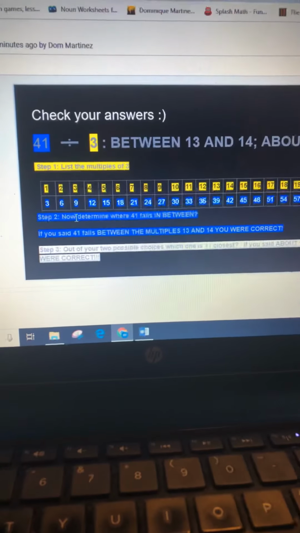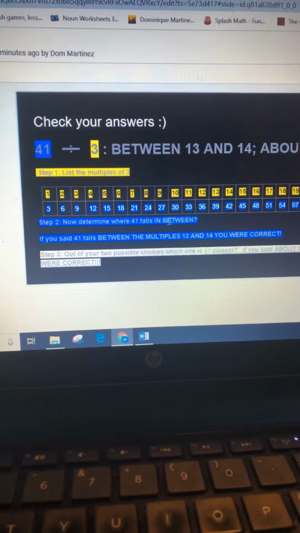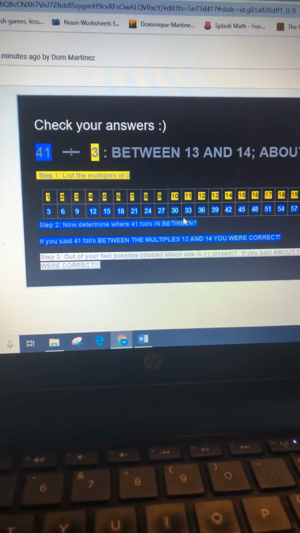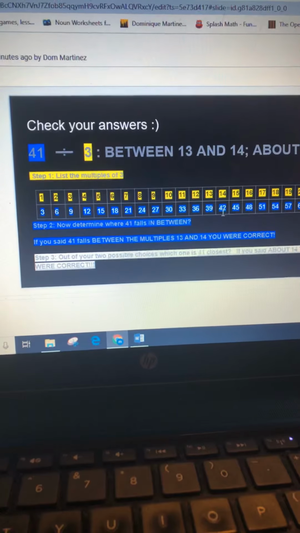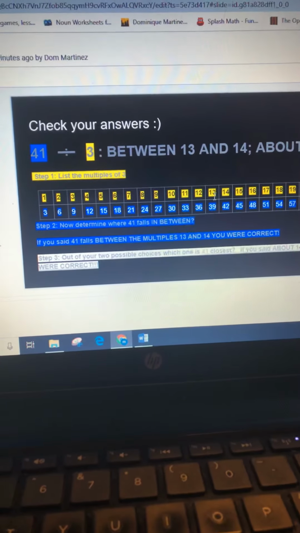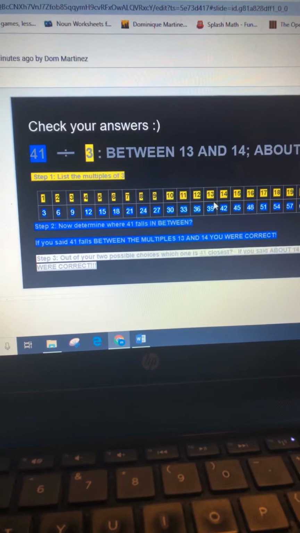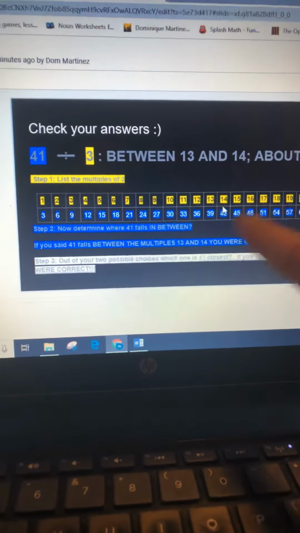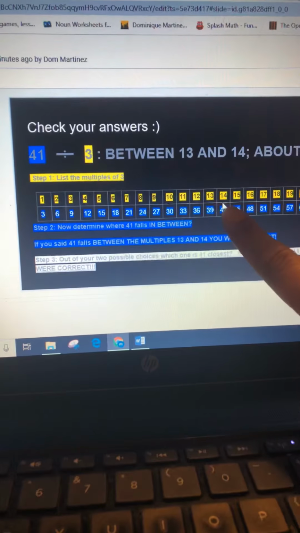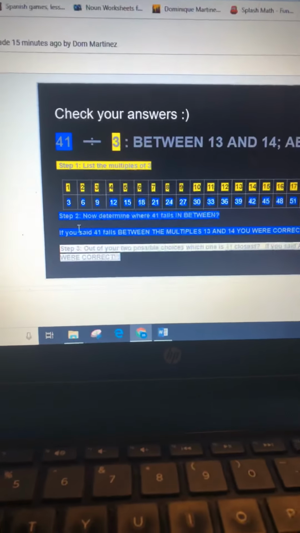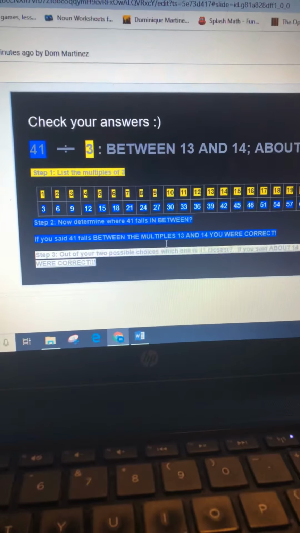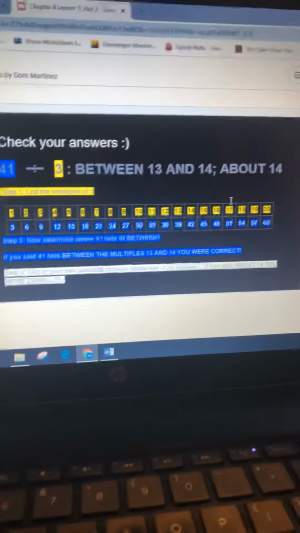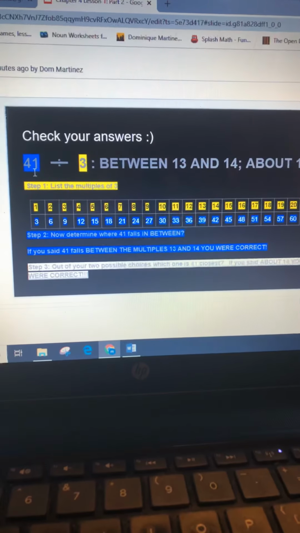Step 2 says, determine where 41 falls in between. So we look down here, and in the blue section, what does 41 fall in between? It falls in between 39 and 42, right? So our quotient is going to be anywhere from 13 to 14. You see the two different parts here, 13 and 14, 39 and 42 are the two numbers that 41 is in between. So if you said 41 falls between the multiples 13 and 14, you were correct.